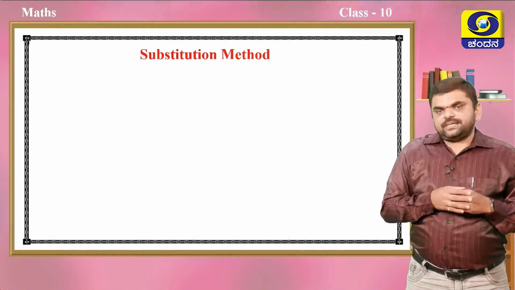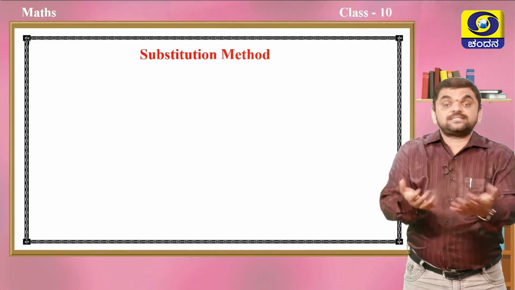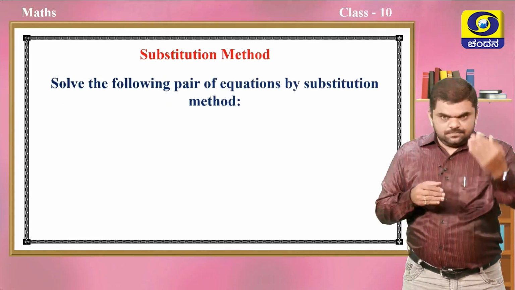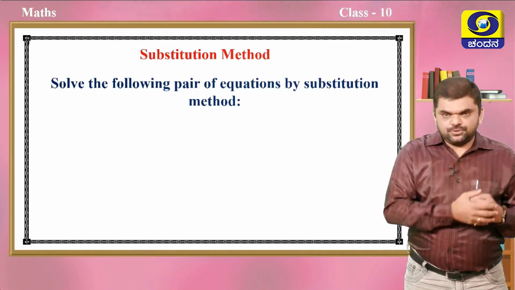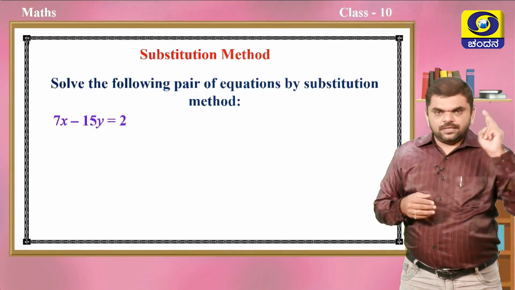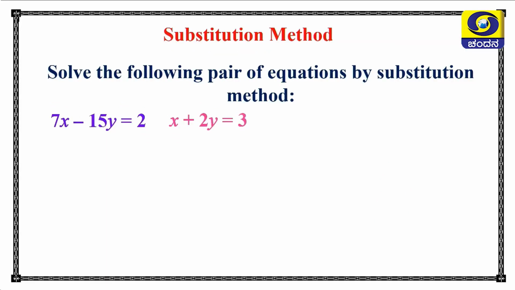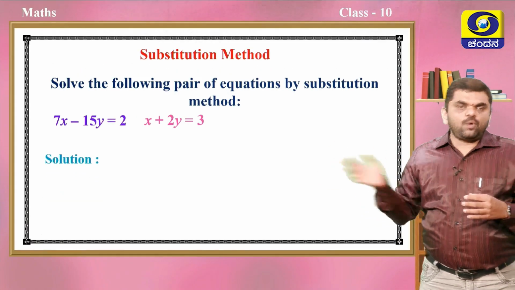Now first I will take substitution method. What is substitution method? The name itself suggests it is substituting. What do you mean by substituting? By taking one example we will check what is substitution method. Children, there are two equations. One is 7x minus 15y is equal to 2 and another one is x plus 2y is equal to 3. Now we have to solve these two equations. We have to solve for x and y.